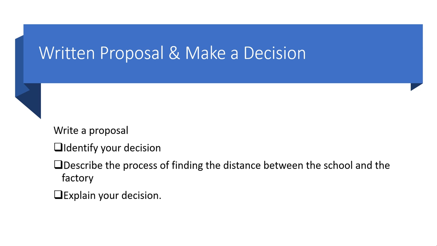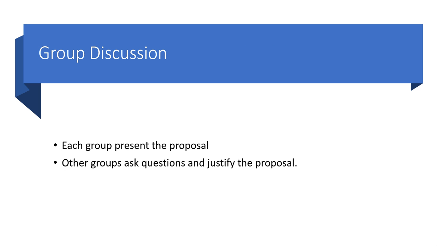The next step is to write a proposal and state the decision. Students need to identify their decision and describe how they came to the decision. After they write the proposals, they will present their work in front of the whole class. Other groups serve as members of the community organization to justify the decision. They need to explain why they agree or disagree with the presenter.